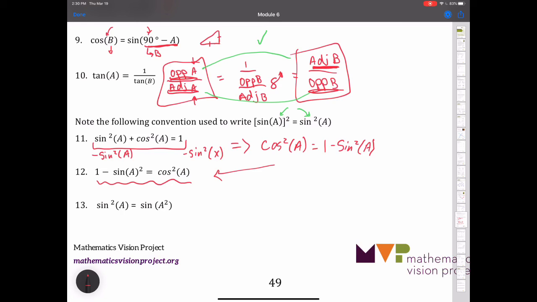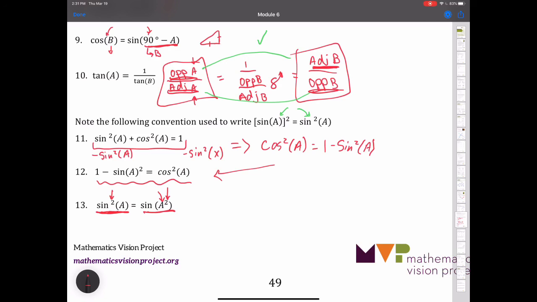All right, the last one is number 13. Go ahead and give that a try now that we've tried the others. All right, so we've got sine squared a equals sine a squared. Now notice where these squares are, right? This one is referring to the whole sine, whereas this one is referring to just the angle that we have in there. So now let's think about this for a minute.